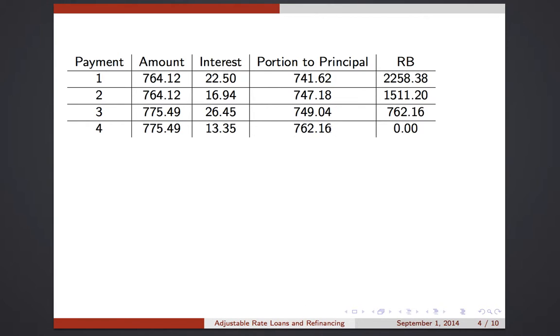And then the rest of the table goes like this. So you end up with nothing in the end, which is what you're supposed to end up with, right? You're supposed to have repaid the loan after a year. And the only way you could get down to zero is by having a higher payment right here. So that's how these things work.